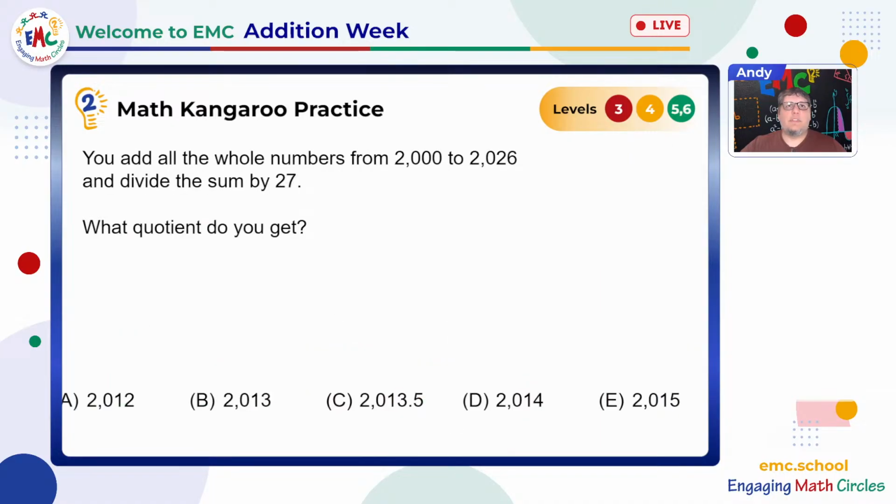Next up for competition, we have something from Math Kangaroo. You add up all the whole numbers from 2000 to 2026. And then you divide it by 27. What quotient do you get?